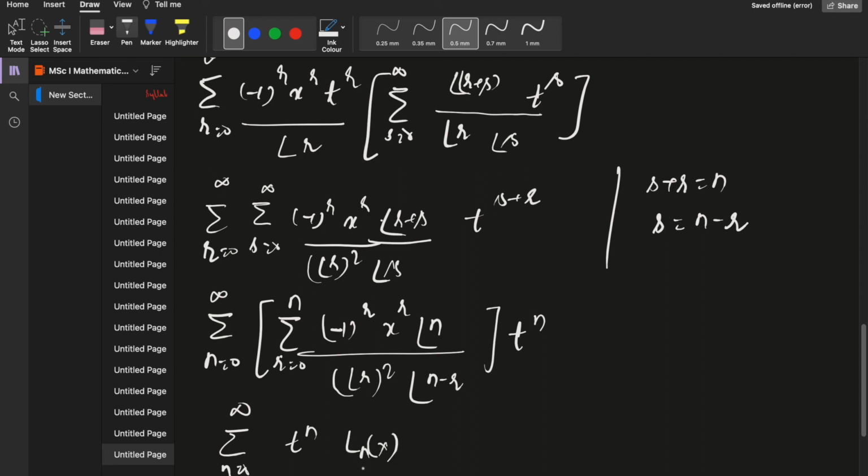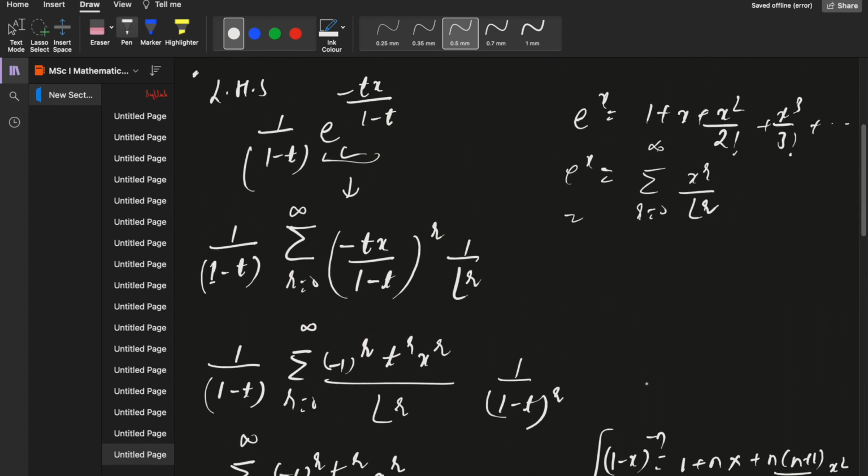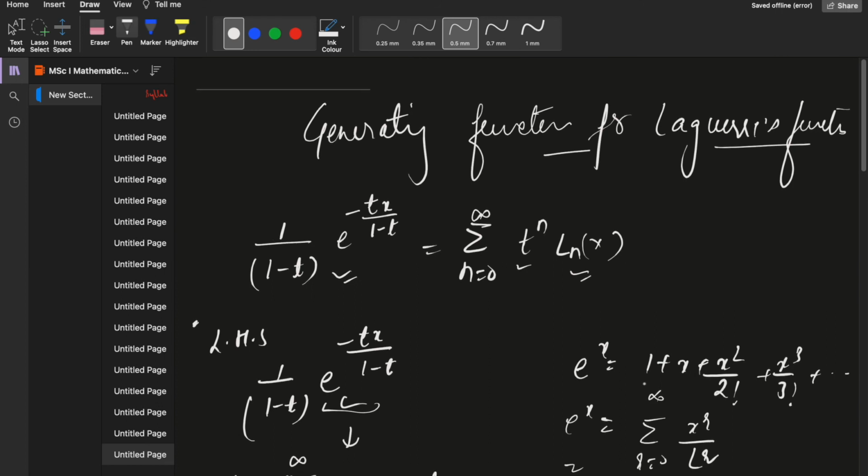In the last lectures, in our differential equation, I had written infinity, so please do check. This will go from 0 to n only. So this is our generating function. Expanding our left hand side and comparing the coefficient of t to the power n gives us our Laguerre function. So this is our generating function. Please do check this video. Thank you.